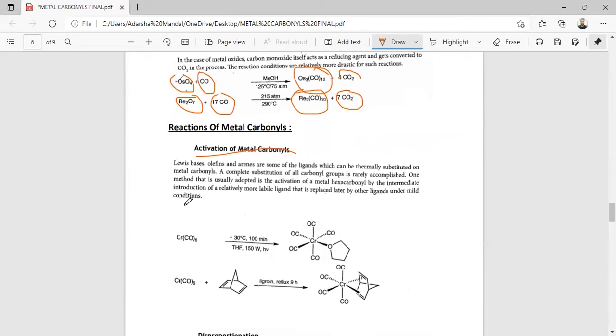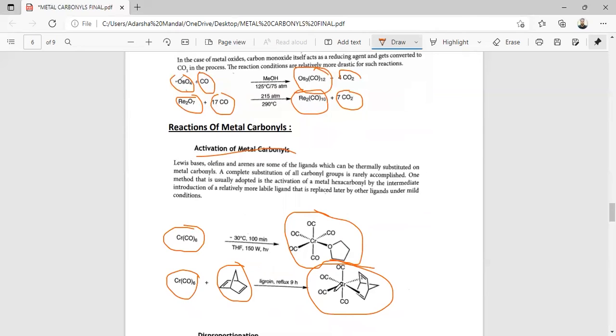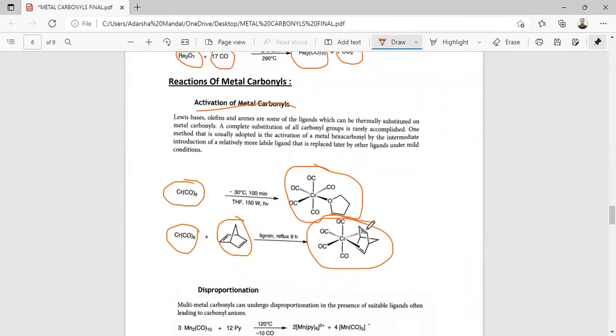So here, for the activation of metal carbonyl, one reaction is this chromium hexacarbonyl complex reacting with THF to form this intermediate. Here one carbonyl is substituted by this THF ligand, which is a labile ligand. And in another reaction, this intermediate reacts with this moiety. Here a total of 2 carbonyls are substituted and 2 pi bonds are formed between the metal and this olefin bond.